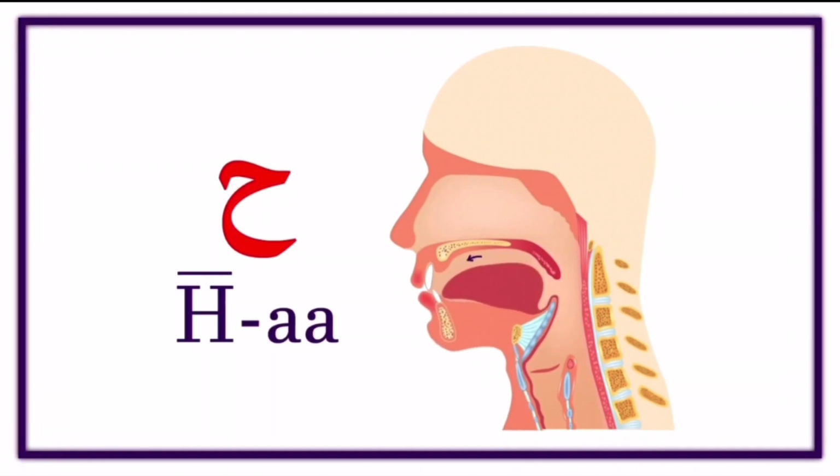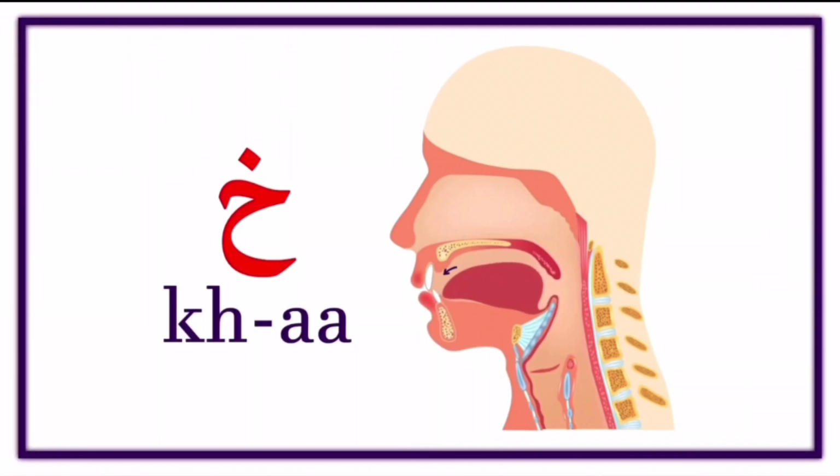Ha. The sound of ha comes from the middle part of the throat. We don't say it as the English sound ha, as in house. We say it as ha, from the middle throat.